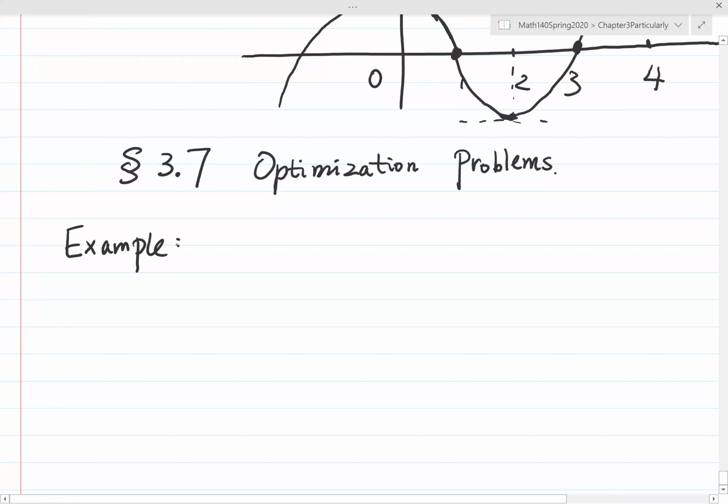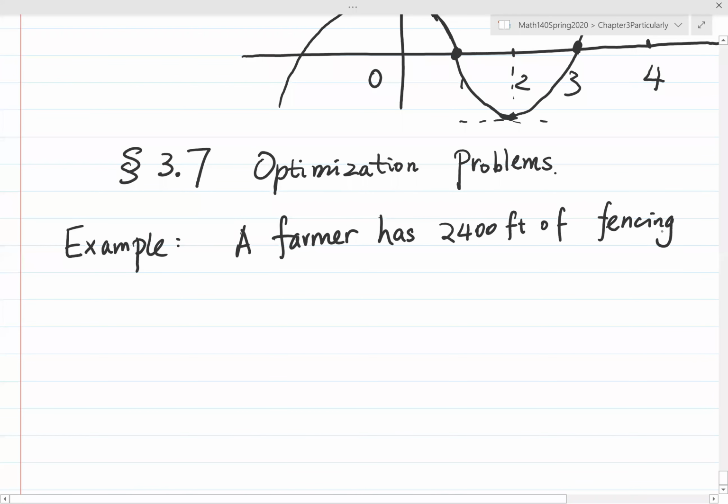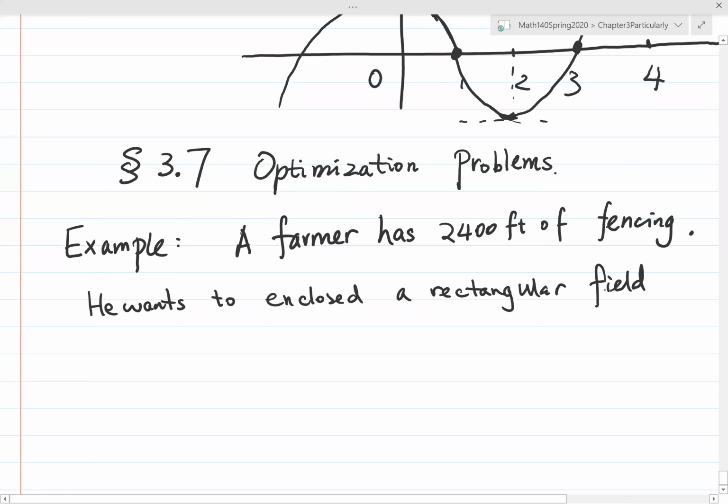Example. Suppose a farmer has 2,400 feet of fencing, and he wants to enclose a rectangular field along a river.